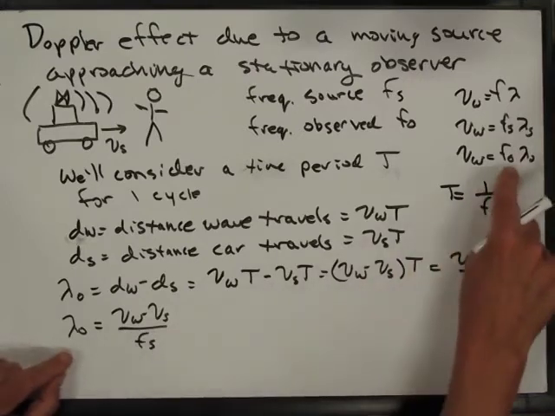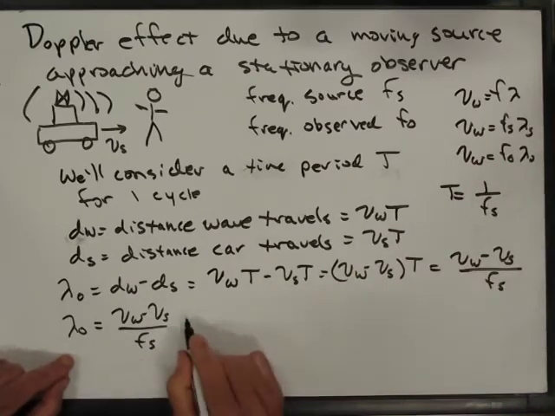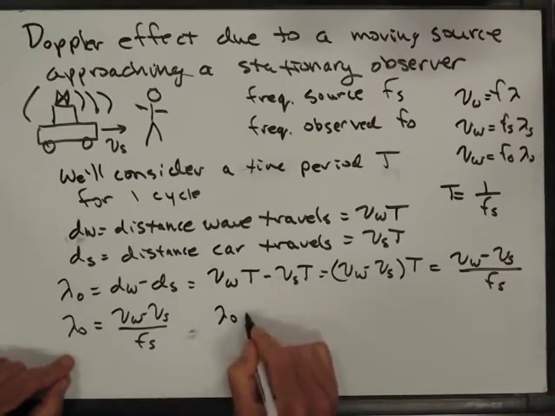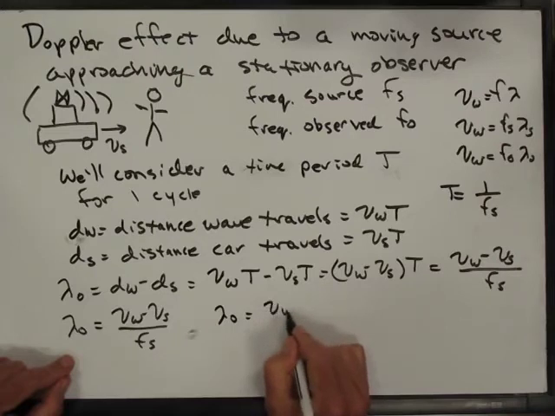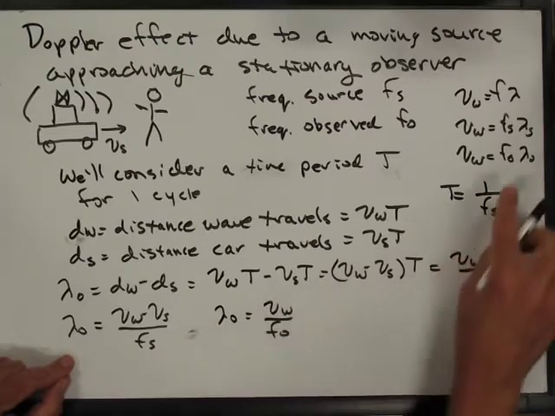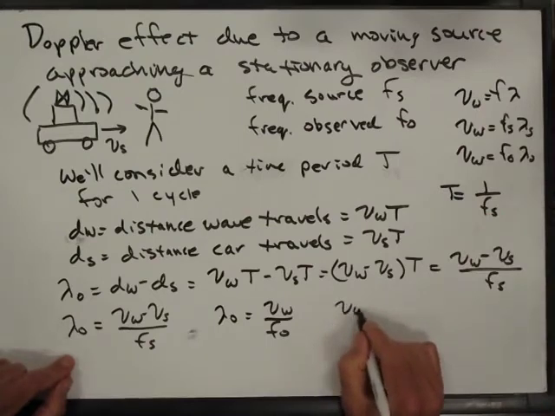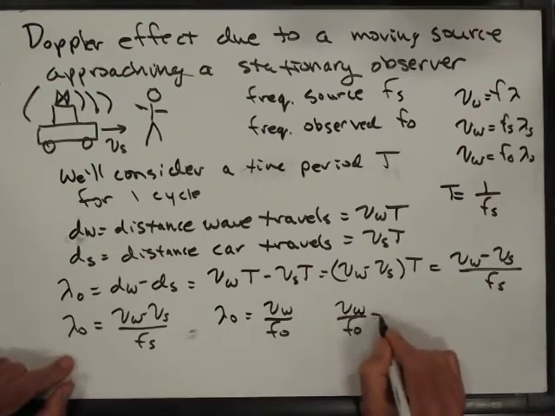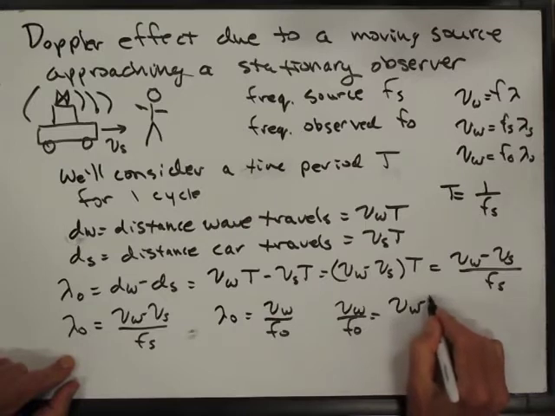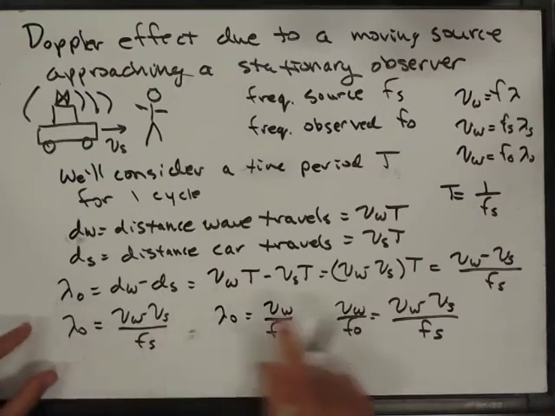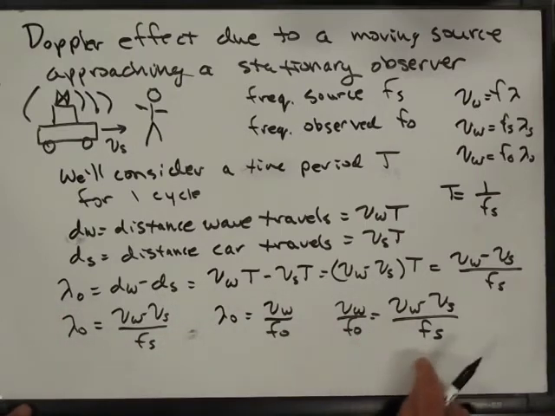But if I use this equation, I can say that the wavelength observed is equal to the velocity of the wave over the frequency observed from this equation. And so that means that the velocity of the wave over the frequency observed is equal to the velocity of the wave minus the velocity of the source over the frequency of the source. So I just plug this guy in here, and now I've got a relationship between the two frequencies, which is what I'm after.